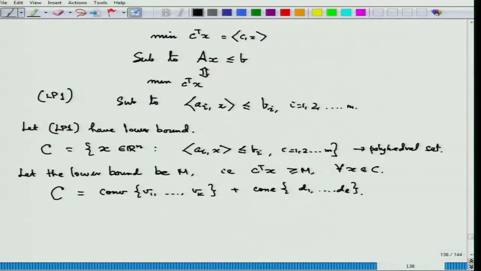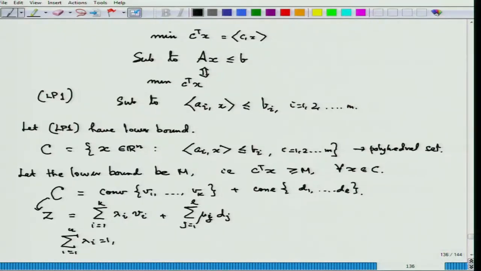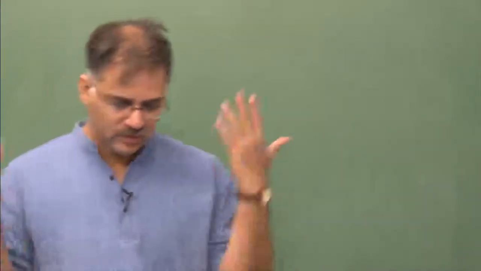Now, once I know this, what could I possibly do? Take any element z in C. This can be written as the sum of lambda i vi, i equal to 1 to k, plus the sum of mu j dj, j equal to 1 to l, where the summation of lambda i is 1 and each lambda i lies between 0 and 1, that is a convex combination, and mu j is greater than or equal to 0 for all j equal to 1 to l. So, any element can be represented like this.